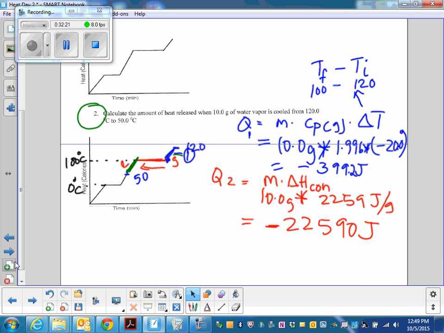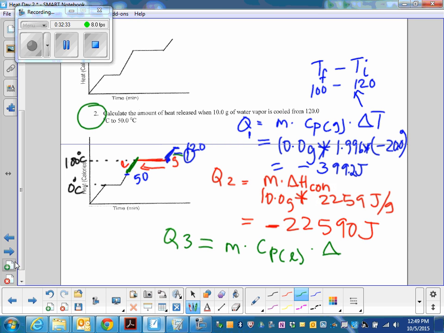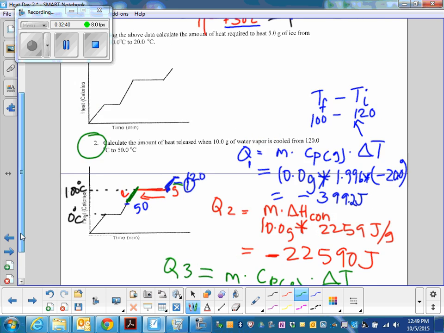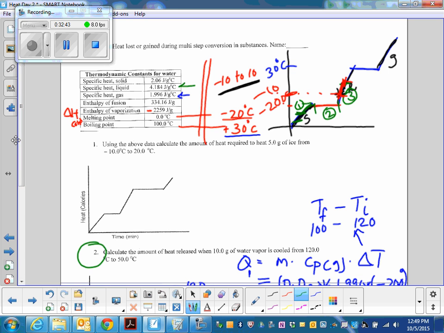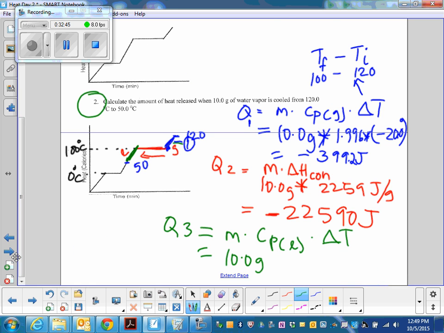So the last and final step, Q3, the liquid is cooling down. Is that right? So it's M times Cp of the liquid times delta T. Correct? So my mass is 10 grams. I need to find the specific heat of my liquid, which is 4.184 joules over grams degree Celsius times, I have to watch out for my temperature change.